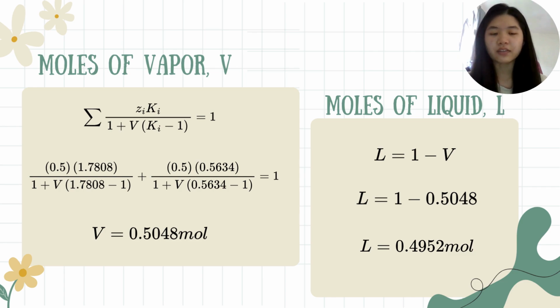Since the basis of calculation is 1 mole of feed, the mole of liquid L can be calculated using L is equal to 1 minus V. Then we get that the mole of liquid is equal to 0.4952 mole. This means that approximately 50.48% of it leaves the flash separator as vapor, while 49.52% leaves as liquid.